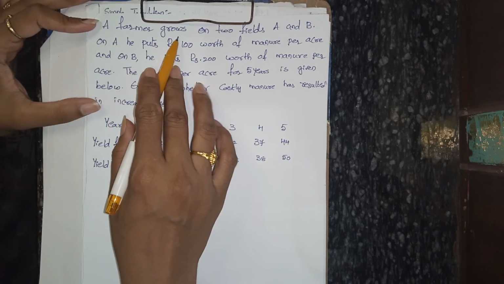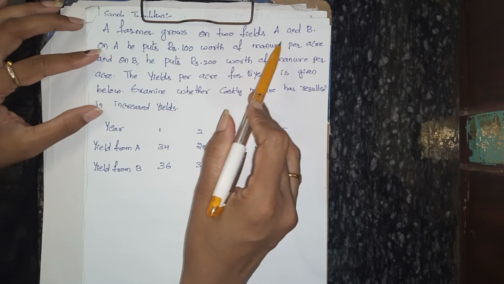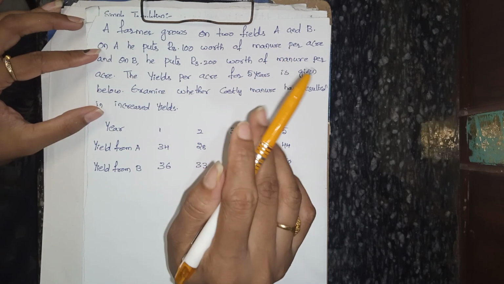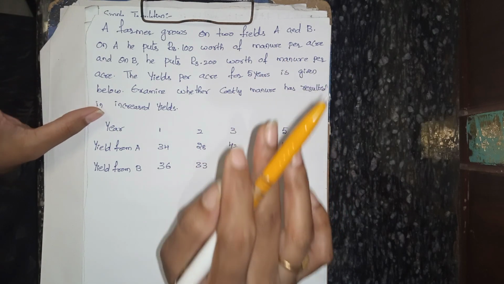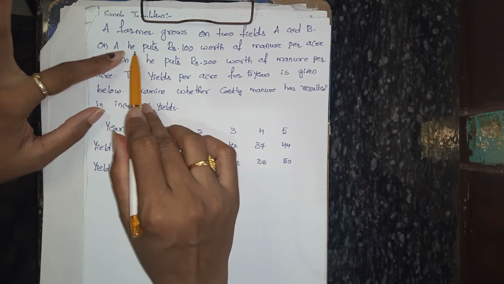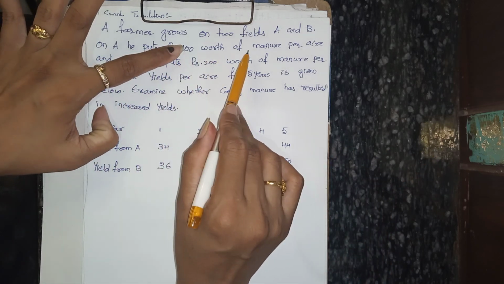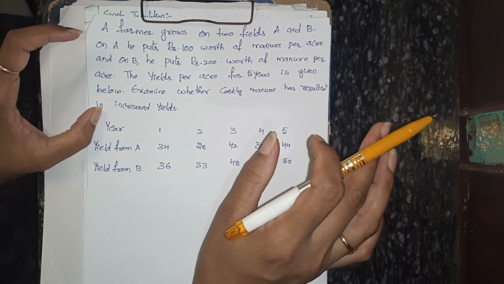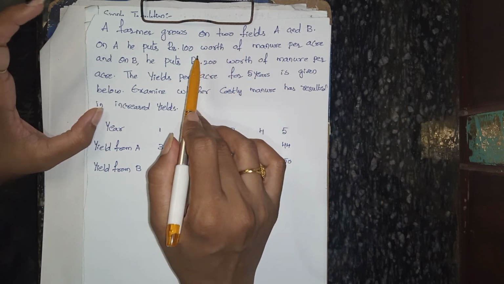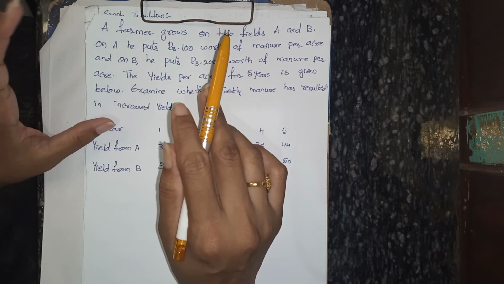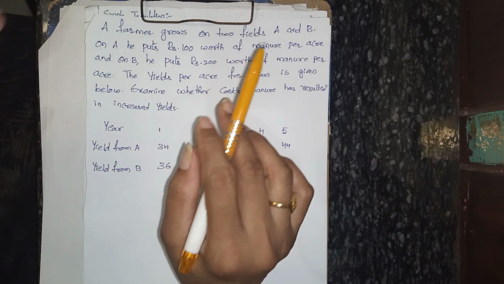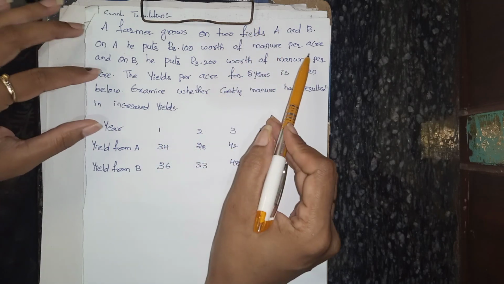A farmer grows on two fields, A and B. That means a farmer has two fields. One field name is A and the other is B. On A, he puts rupees 100 worth of manure per acre. Okay, what did he do for A? He bought 100 rupees worth of manure and he kept that manure for the field.